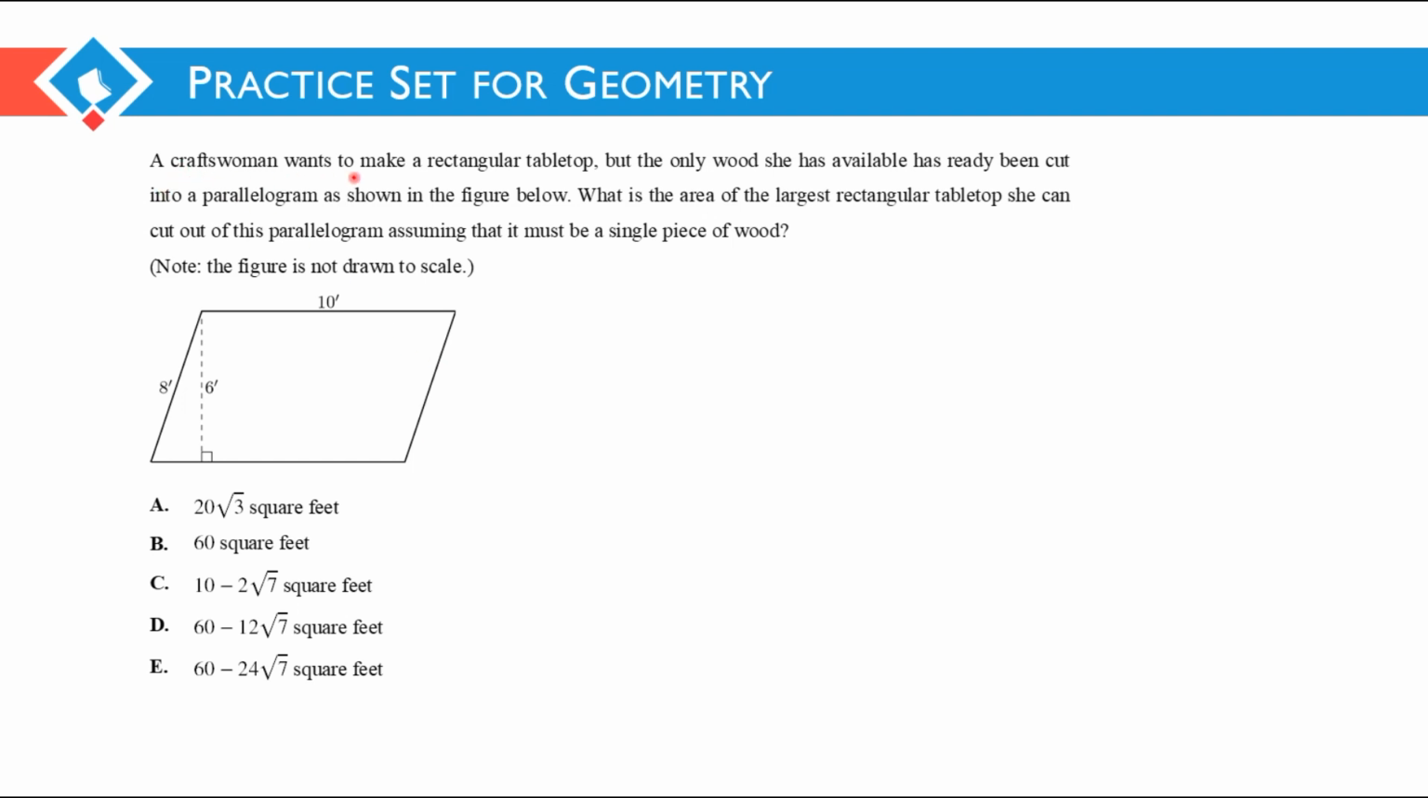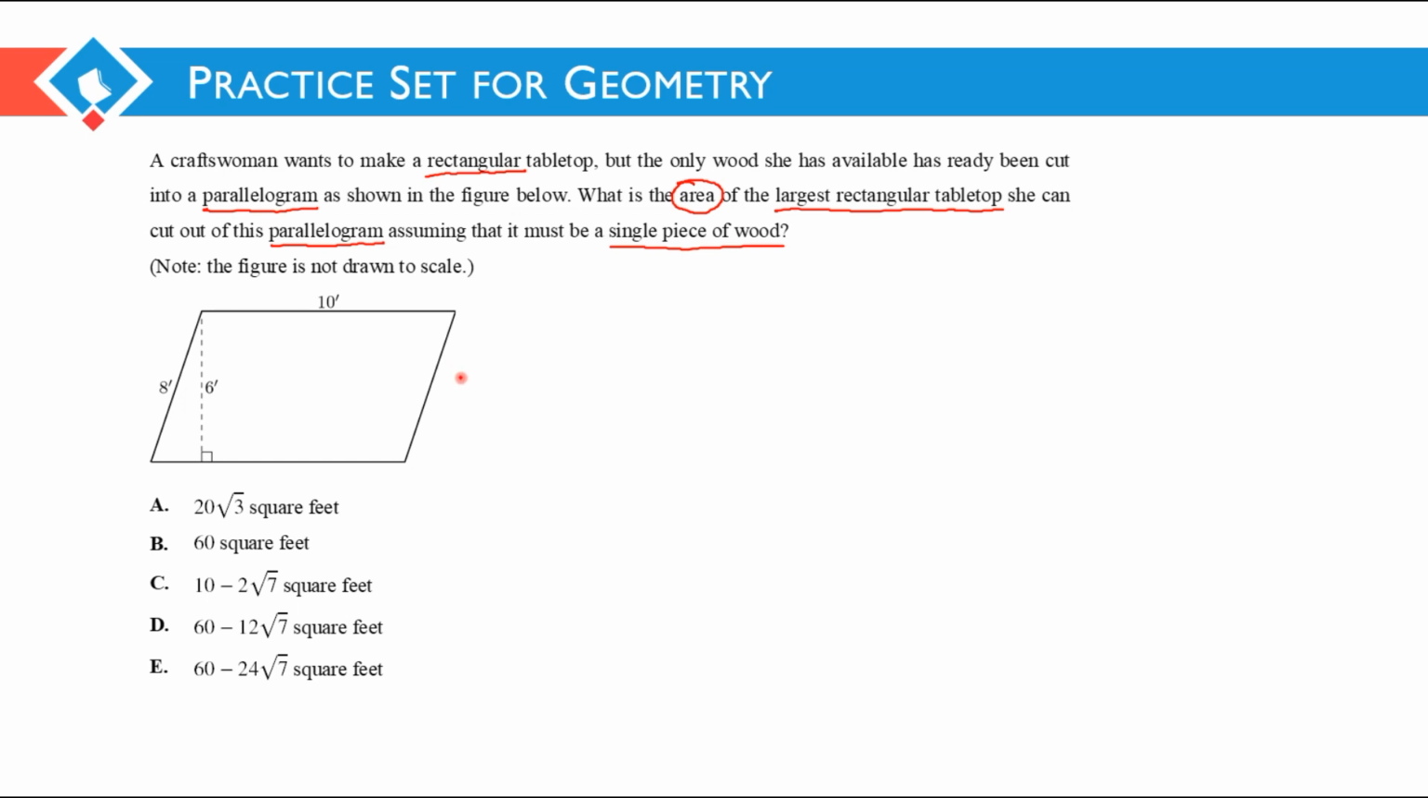A craftswoman wants to make a rectangular tabletop, but the only wood she has available has already been cut into a parallelogram as shown in the figure below. What is the area of the largest rectangular tabletop she can cut out of this parallelogram, assuming that it must be a single piece of wood? So single piece of wood, and we're looking for the area of the largest rectangular tabletop that can be cut out of this parallelogram.